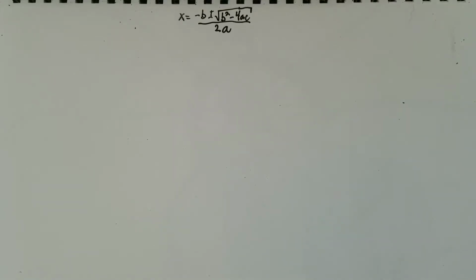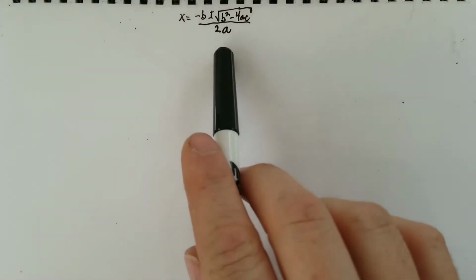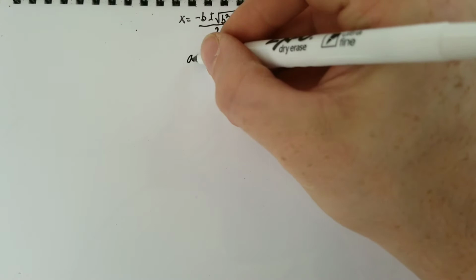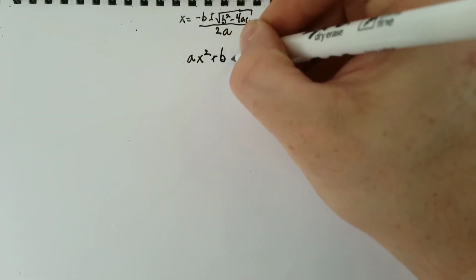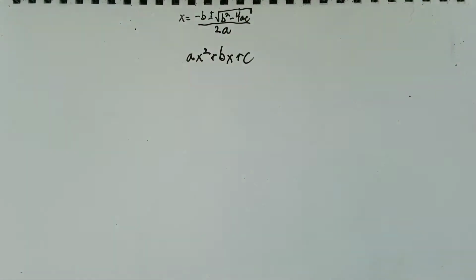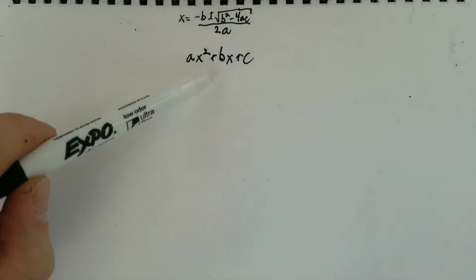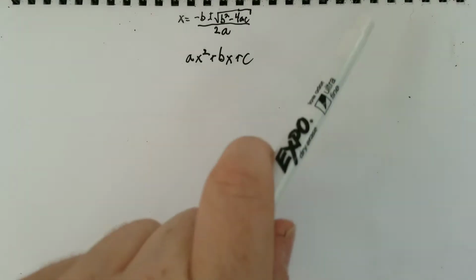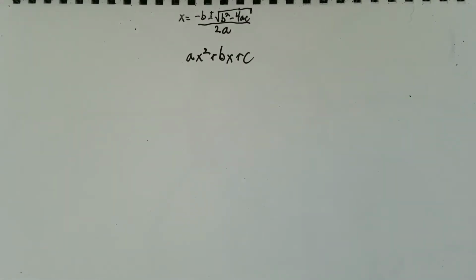Hello everyone. In a previous video I showed how to derive the quadratic formula from the definition of a quadratic equation, which is ax squared plus bx plus c. In that video I used completing the square of this to get this. I'll link to that up here and down in the description below. So let's get right to it and see what's involved in using the quadratic formula to solve quadratic equations.